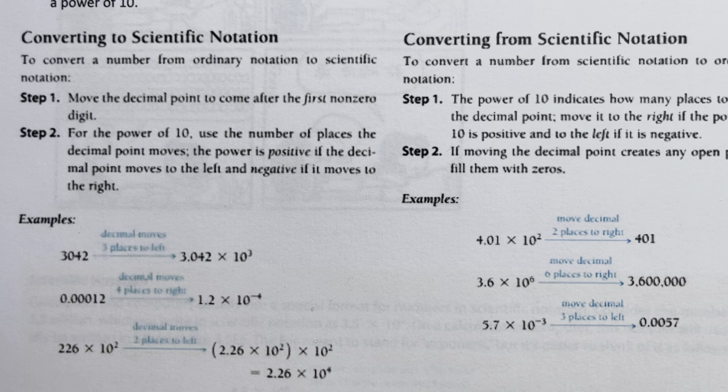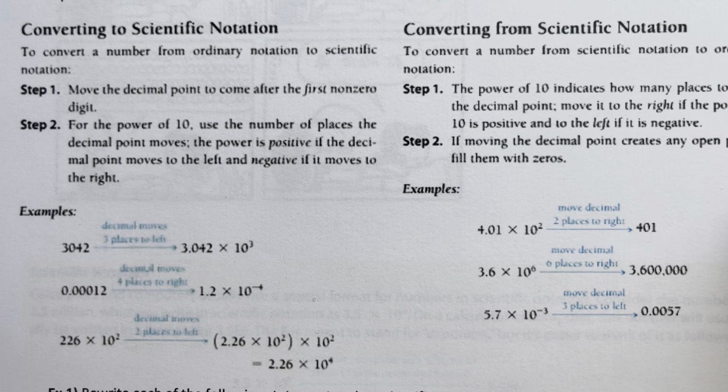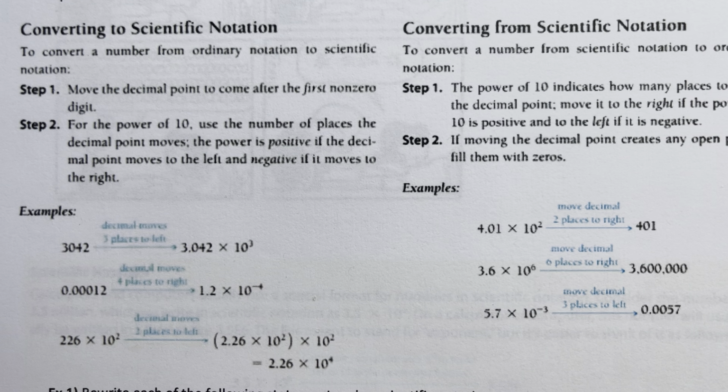If I have 0.00012, the decimal is moving 4 places to the right, and we will end up with 1.2 times 10 to the negative fourth. And then if I have 226 times 10 squared, we're going to move it 2 digits to the left, which means our squared is going to become a fourth, and we get 2.26 times 10 to the fourth.